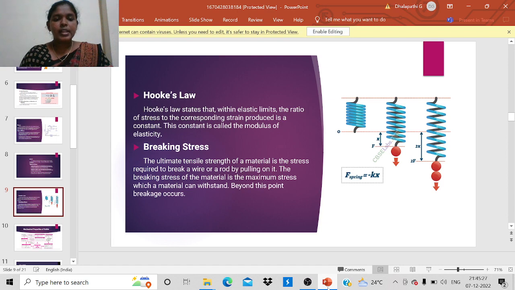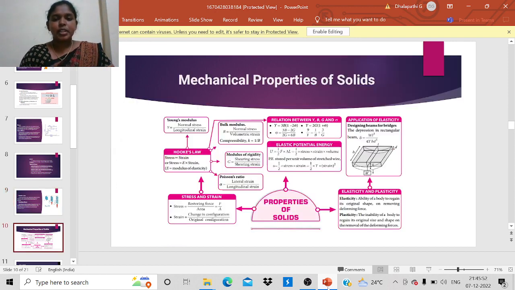Breaking stress, the ultimate tensile strength of the material, is the stress required to break the wire or the rod by pulling on it. The breaking stress of a material is the maximum stress which a material can withstand. The properties of solids are represented by Young's modulus, bulk modulus, modulus of rigidity, Poisson ratio, Hooke's law, stress and strain, and application of elasticity and plasticity.